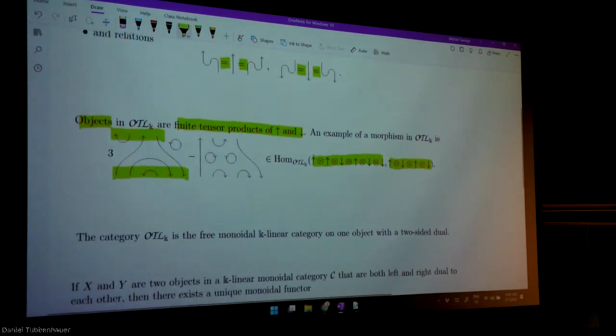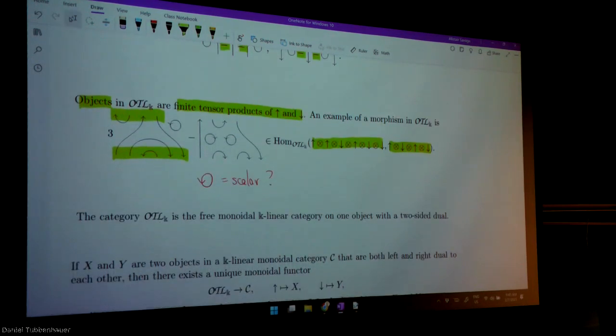Okay, so sometimes you might see this with an extra condition, which is that you impose the condition that these bubbles are equal to some scalar. We'll come a little bit later to the meaning of that, but you don't have to impose that condition. You can have these free-floating bubbles, and that's fine. Okay, so this is the free monoidal k-linear category on one object with a two-sided dual.